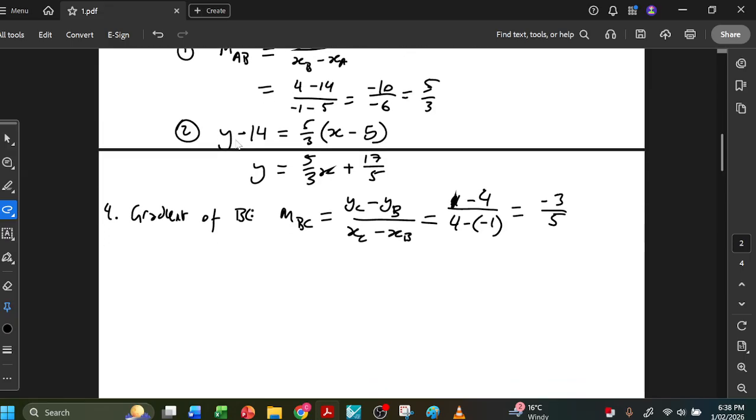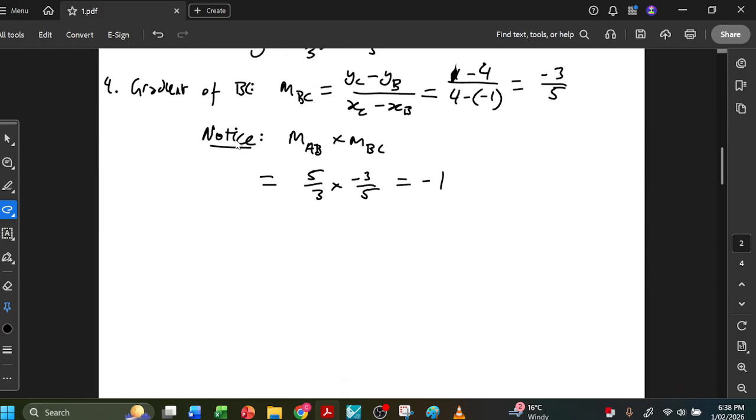Okay, so what we can notice now is that if we were to multiply those two gradients together, AB times BC, that is equal to 5 over 3 times negative 3 over 5, which is equal to negative 1. This is important because this is one of those properties of linear equations that we learned in chapter 2, which tells us that the lines AB and BC are perpendicular to one another.